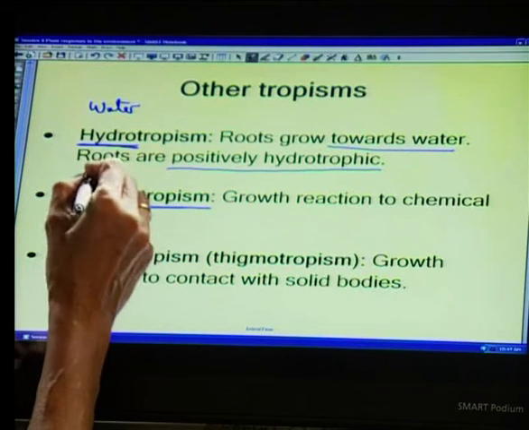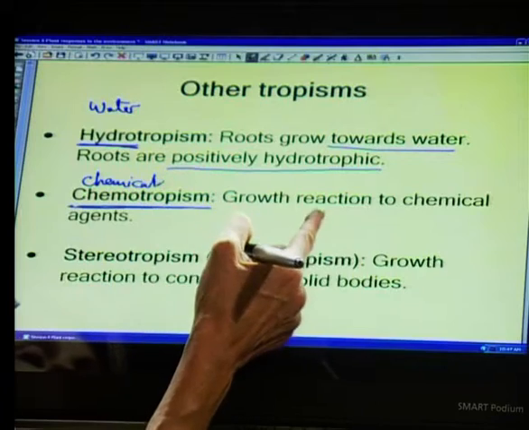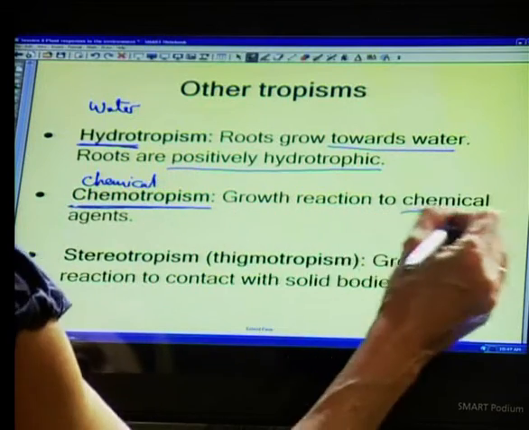Chemotropism, chemo is chemical. So this is growth reaction to chemical agents.